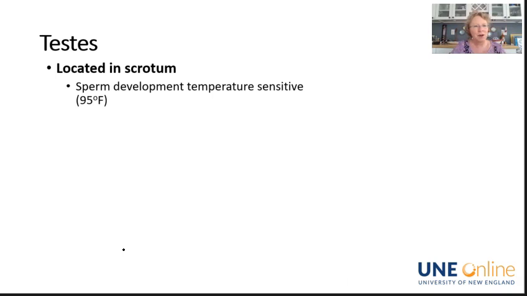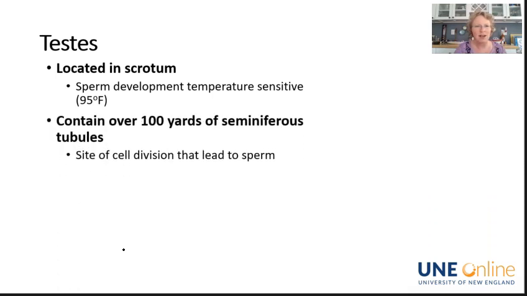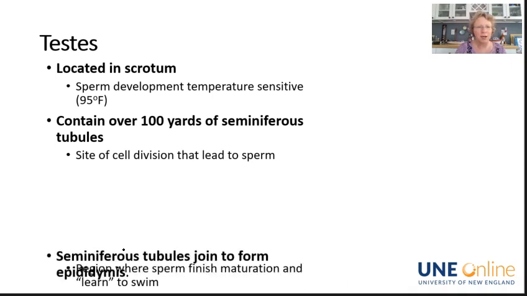So the testes are located in the scrotum, and there's a reason they're somewhat outside of the body. Sperm development is very temperature sensitive. It happens optimally at about 2 degrees lower than body temperature. And the testes contain over 100 yards, if you were to stretch it out, of seminiferous tubules, that would be a little less than 100 meters. And that is a region of cell division, meiosis, that leads to sperm production.